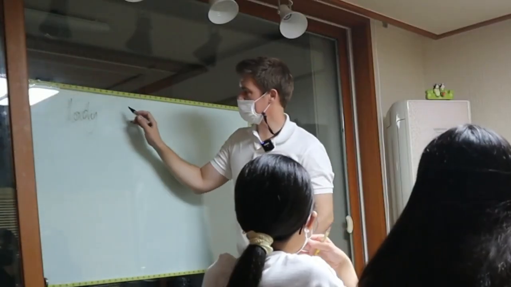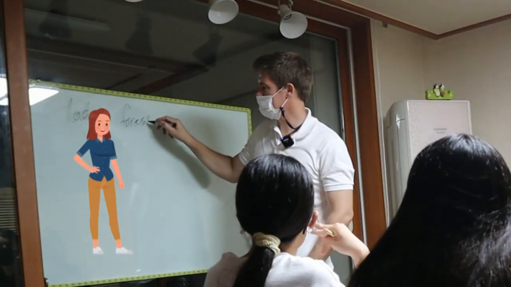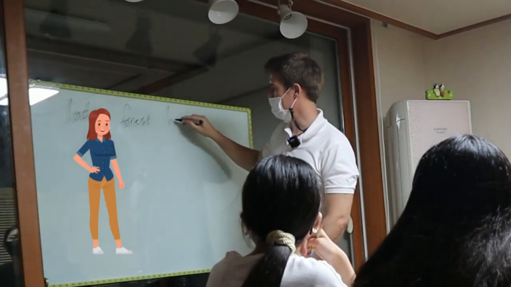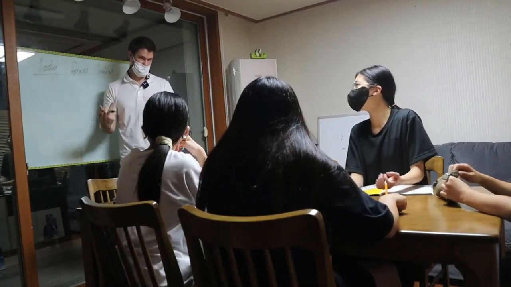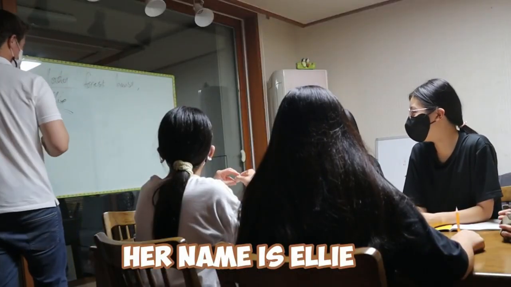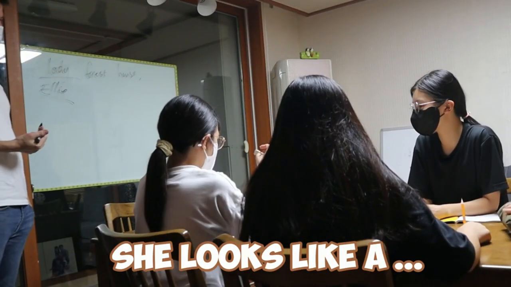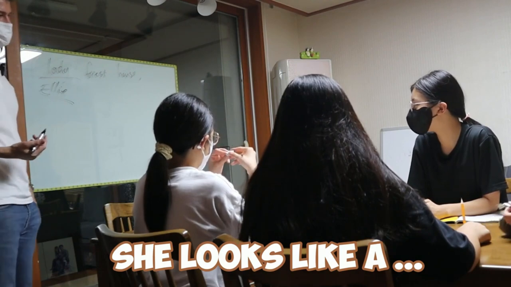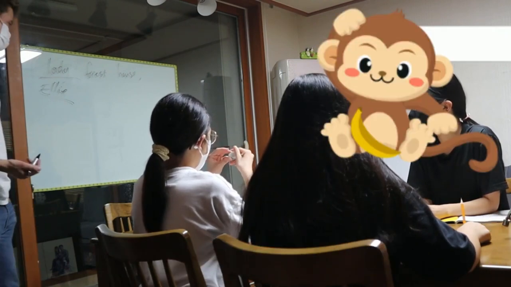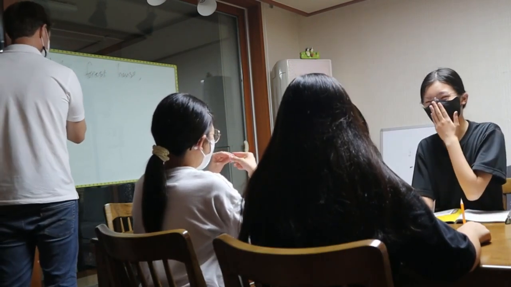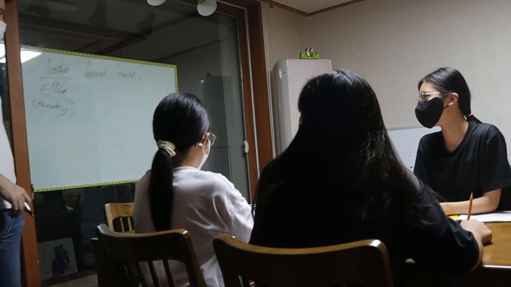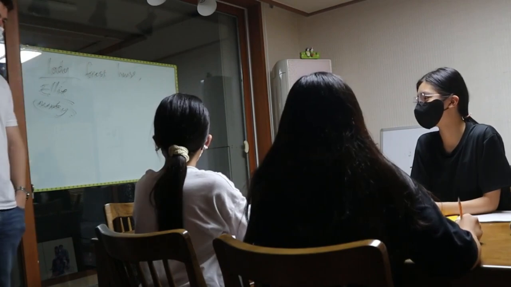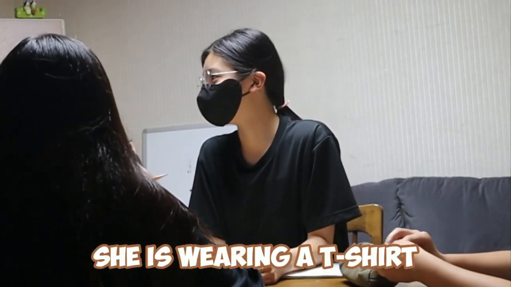A long, long time ago, there was a lady living in a forest and she had a house. What is the lady's name and what does she look like? There was a lady in a forest and her name was Ellie. What does she look like? She looks like a monkey. That's not very nice. Okay. Ellie lives in the forest. She looks like a monkey. What does she wear? What is she wearing? A t-shirt. She's wearing a t-shirt. What color?